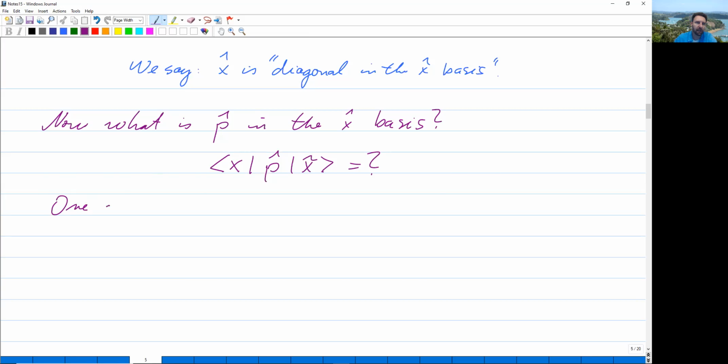So one way to calculate it is to use that we already know the p hat operator, its matrix elements. We already know these matrix elements in the Bn basis. So we can just change bases. What would that look like?